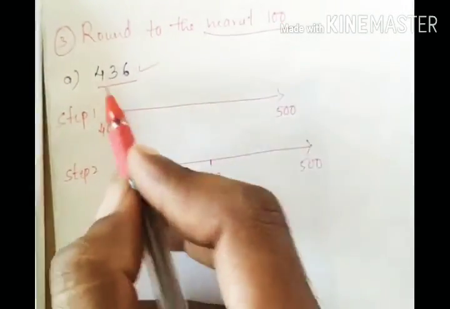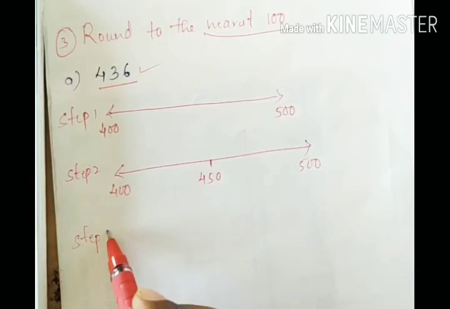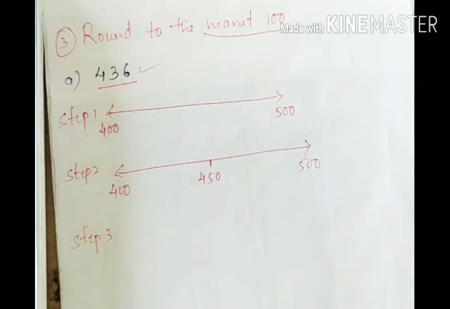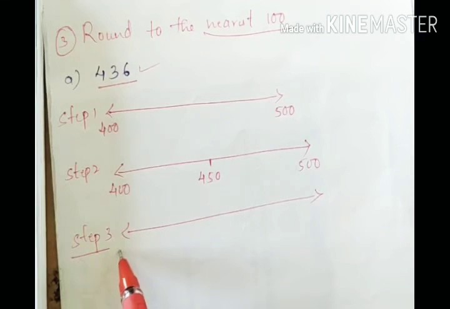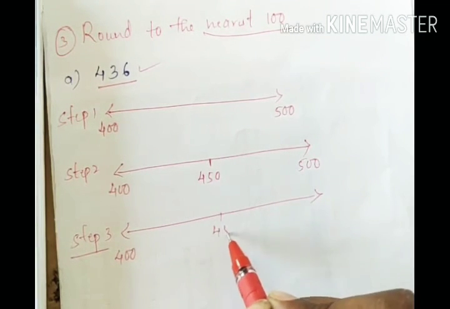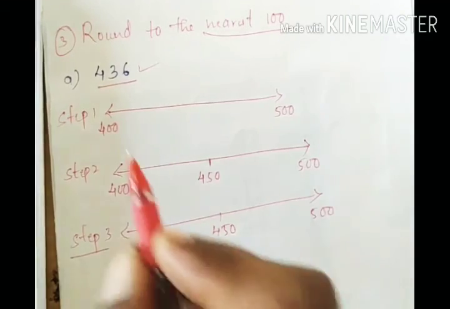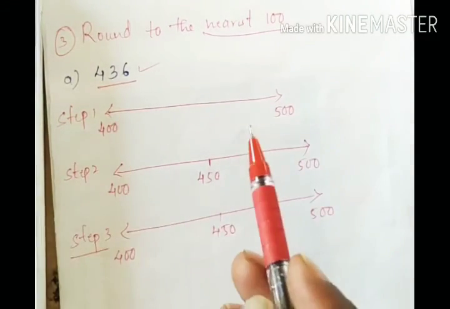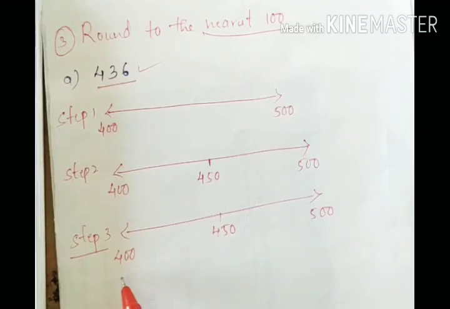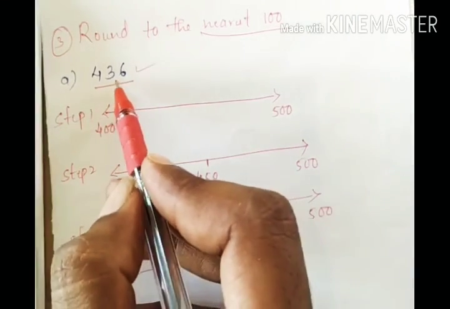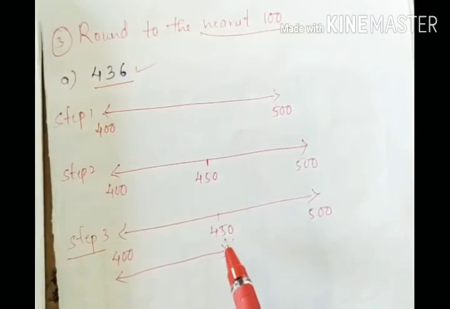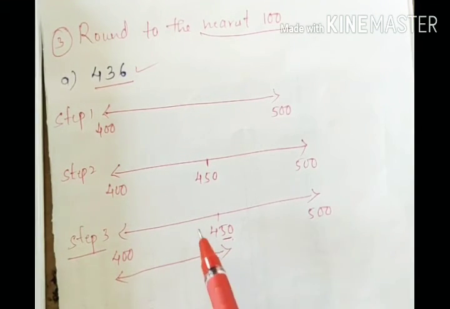And here, just take your number in step 3. Because we have to place this number exactly. Okay, so here in step 3, I have written 400, here 450, and this is 500, and our number is 436. So you tell me, does it come between 400 and 450? Yes, exactly, because this 36 is less than 50. It means it comes here.